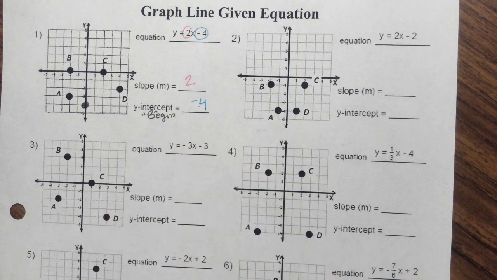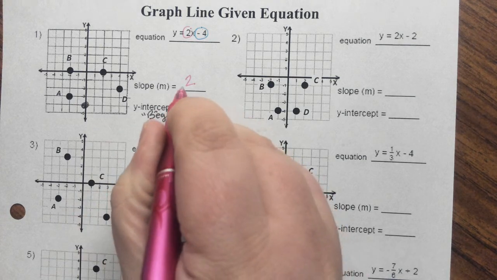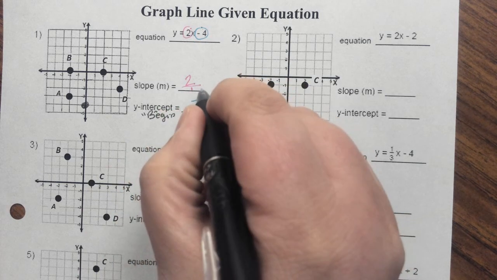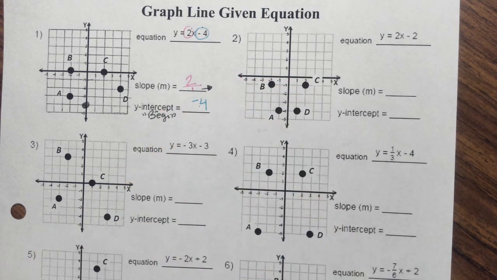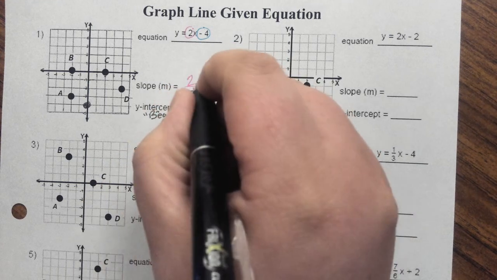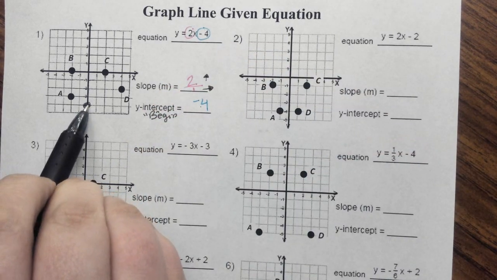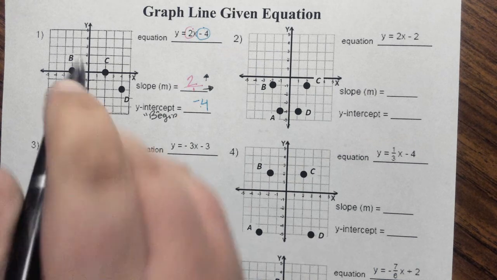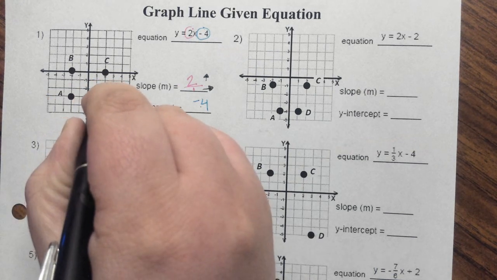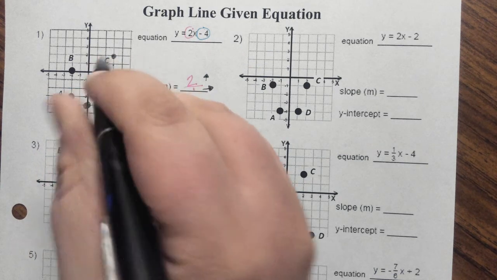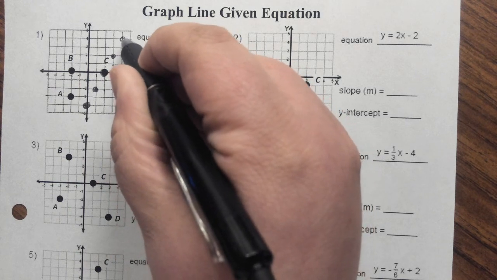Now, 2 is a whole number. I need a fraction so I can figure out rise over run. Since it's a whole number, the denominator is 1. And we always run to the right first, so I'll be going right once. Since this is positive, I'm going to rise up twice. So from this starting point, we're going right once, up 2 times. Right once, up twice.